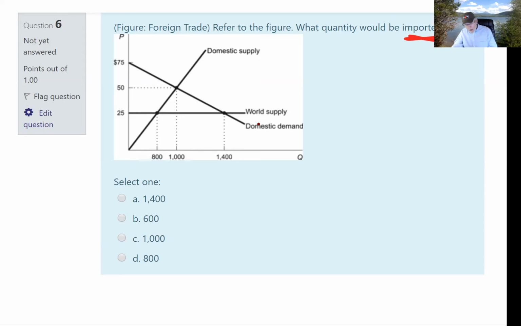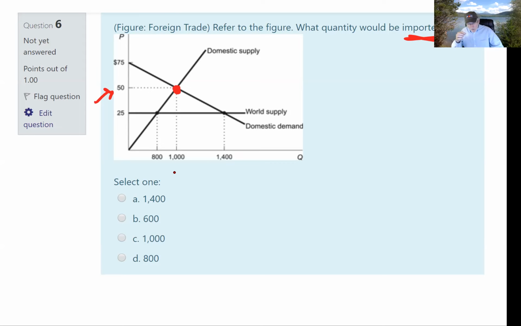Okay, so let's think about what we can deduce from this graph. One thing to ask is, well, if we did not have the opportunity to trade, what would happen? Okay. Well, then just eliminate the world supply, then obviously the equilibrium would be there, and the price would be $50. The quantity demanded and the quantity supplied would be 1,000 units. Consumers want to buy 1,000 units at that price, and American producers want to sell 1,000 units at that price. Okay, so now we understand what happens if there is no opportunity for foreign trade.